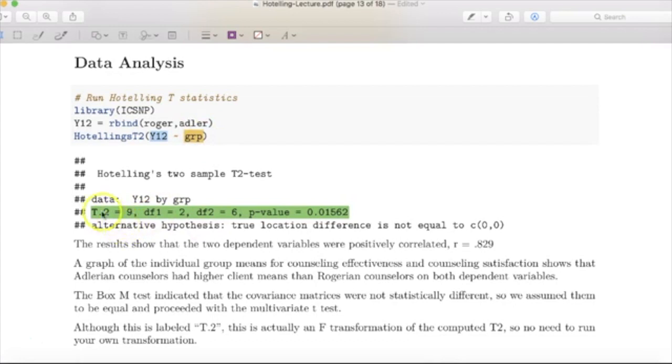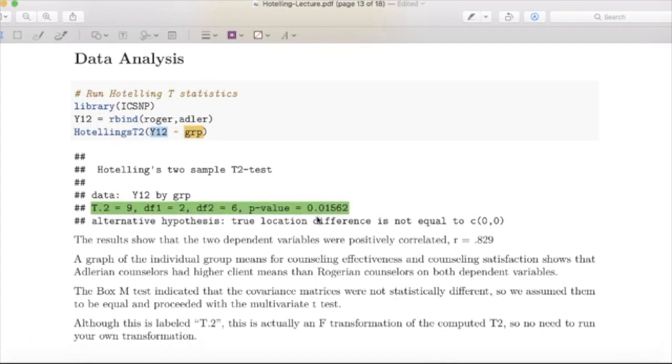This is my output. Here's my T-square, my degrees of freedom, my p-value. I reject the null hypothesis, so there is a difference between the two types of counselors. Interesting. In the ratings of satisfaction and effectiveness. So just a little summary of what we did.